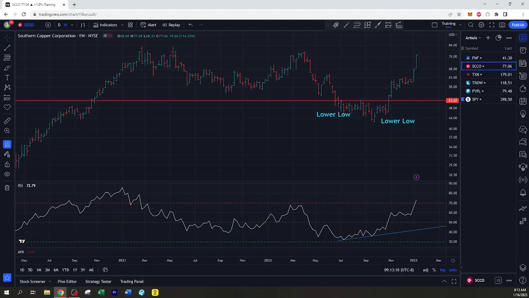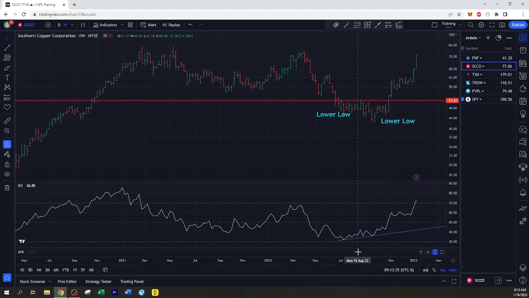Southern Copper is another textbook example of the bullish RSI divergence, telling you that the bulls are taking control even before there's a breakout in price. We saw Southern Copper come barreling down into this 45 level. Again, just another series of lower lows. And then it drifted sideways for a month before continuing to make another lower low.